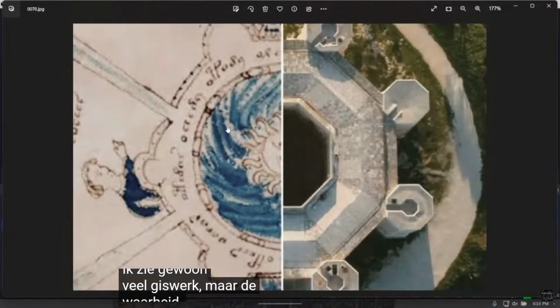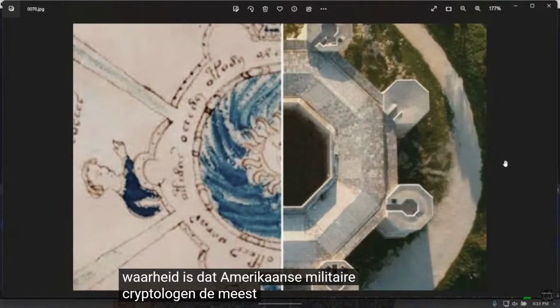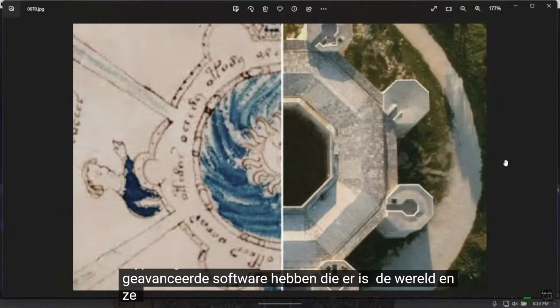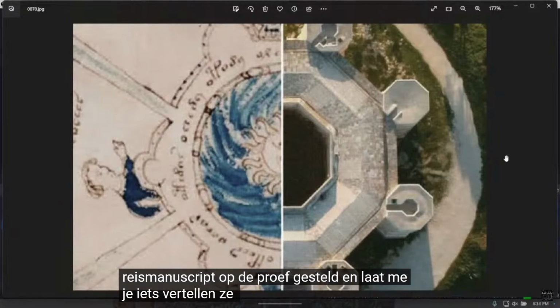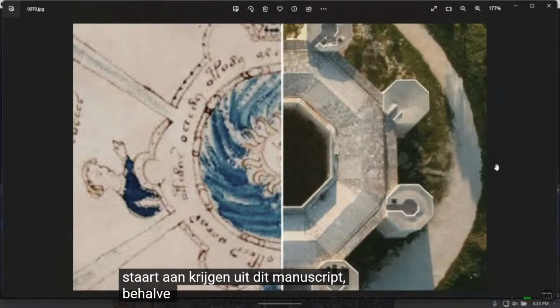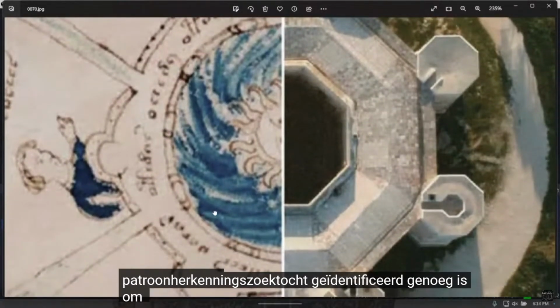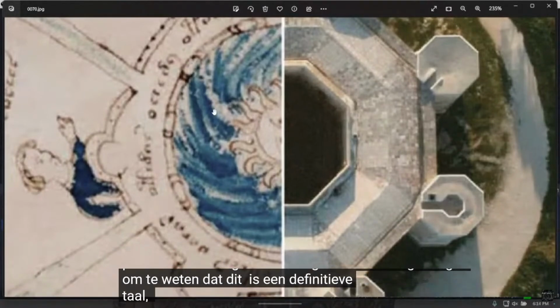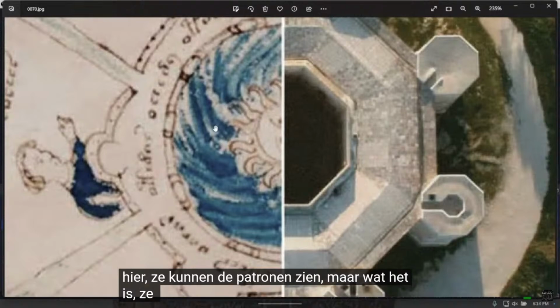Yeah. But the truth of the matter is United States military cryptologists have the most sophisticated software in the world, and they put the Voynich manuscript to the test. And let me tell you something: they can't make heads or tails out of this manuscript, other than identifying, through their pattern recognition search, enough to know that this is a definitive language. There's communication going on here. They can see the patterns, but what it is, they have no idea.